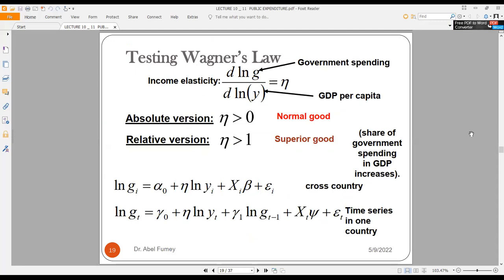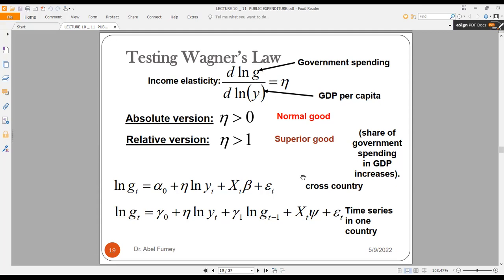All right, testing Wagner's law. Now, the income elasticity is, as I said, the percentage change in government spending as a result of a percentage change here. They are using per capita income, so GDP per capita. Using differential calculus, if you want to find elasticity, it is dJ over dY. So percentage change in J over percentage change in Y.